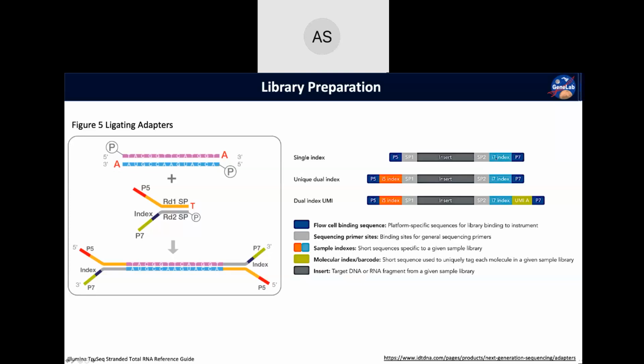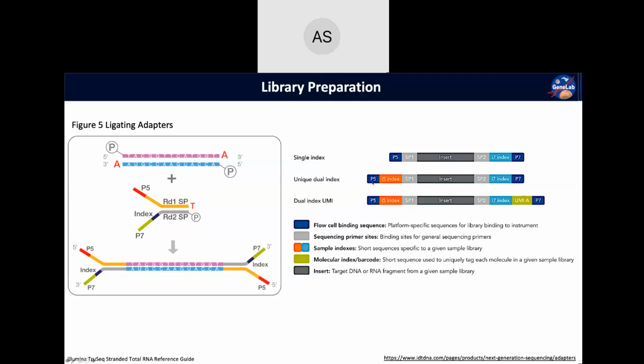And so it's always better if you can have two indices instead of just one. So instead of just an index associated with the P7 side of things, it's also good to have an index associated with the P5 side of things. And that's called having dual indices. So these are now unique dual indices. So now when we go to assign this back to a sample, that sample will have to match the I5 index as well as the I7 index that we gave for that sample. So it just increases our confidence that we're assigning the sequences back to the right samples during the data processing.